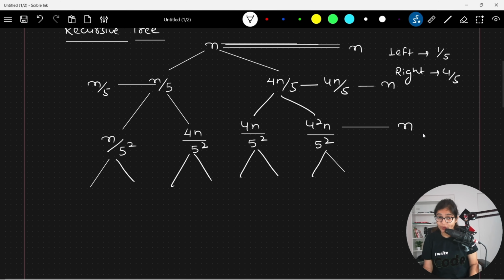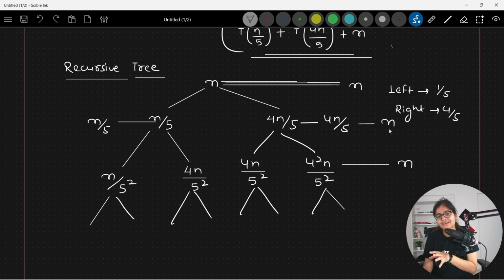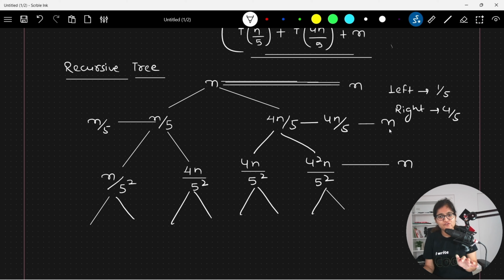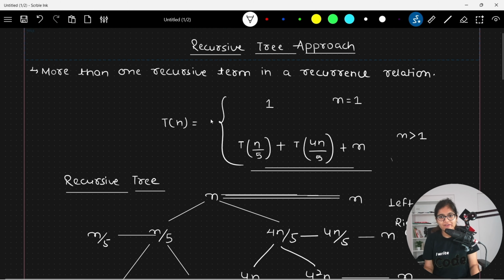Now, the question is again the same. Until what point of time do I generate this recursive tree? Until what point of time do I have to stop, right? At one point where there is only a leaf node. So, obviously, what is the base case condition? When the value of n is equal to 1 in my recursive tree.